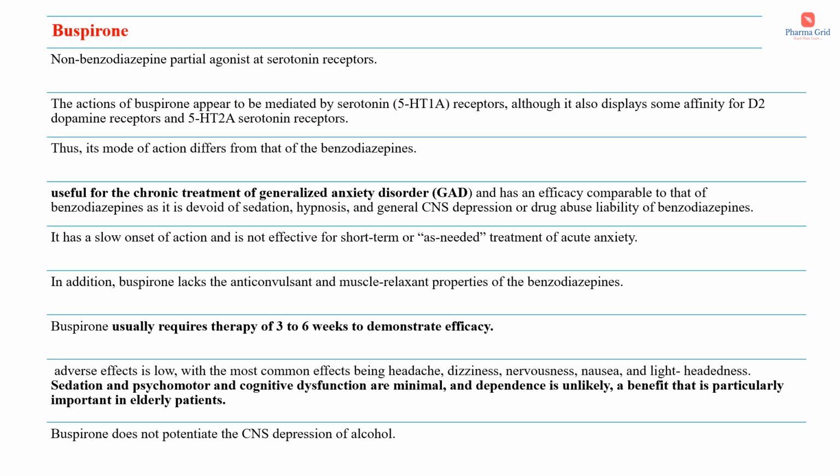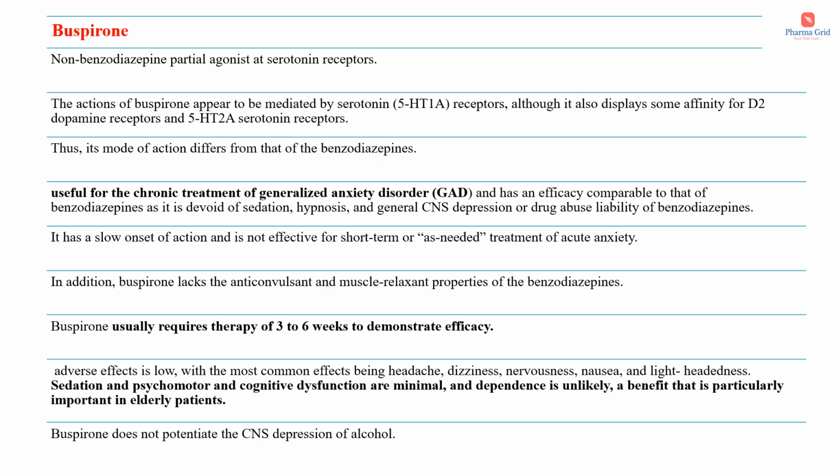Buspirone is useful for the chronic treatment of generalized anxiety disorder and has an efficacy comparable to that of benzodiazepines, as it is devoid of sedation, hypnosis, and general CNS depression or drug abuse liability of benzodiazepines. It has a slow onset of action and is not effective for short-term or as needed treatment of acute anxiety. In addition, Buspirone lacks the anticonvulsant and muscle relaxant properties of the benzodiazepines.